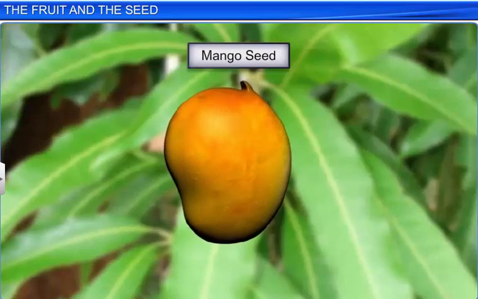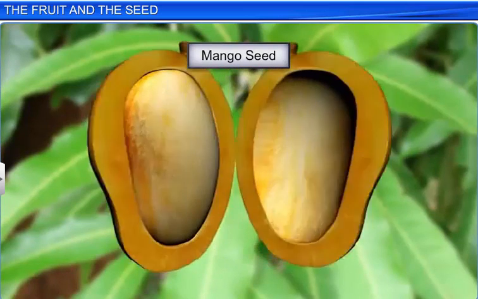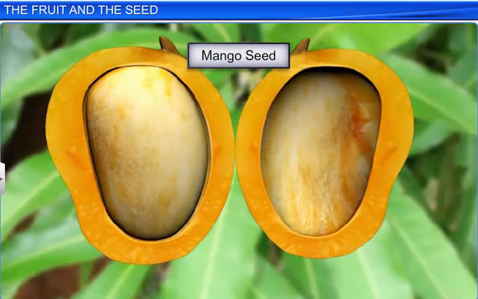Thus, seeds are formed from the ovules and help in reproduction, while a fruit is formed from the ovary and is the characteristic feature of flowering plants.